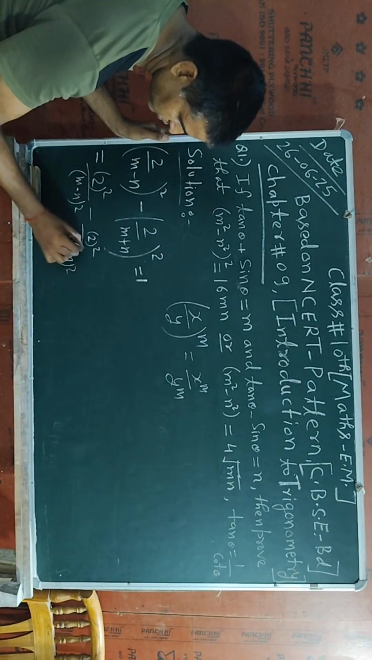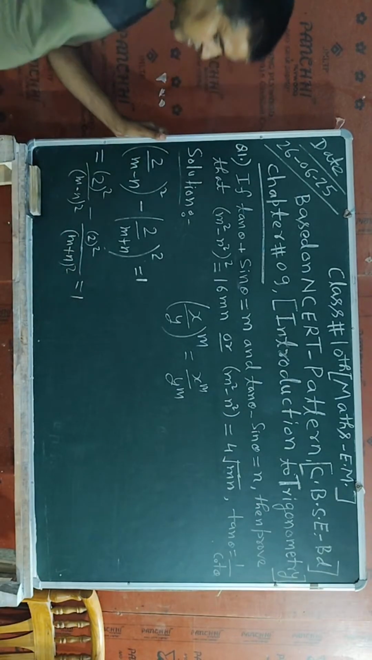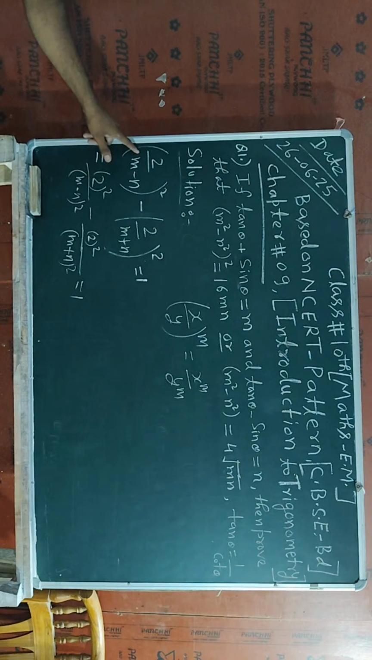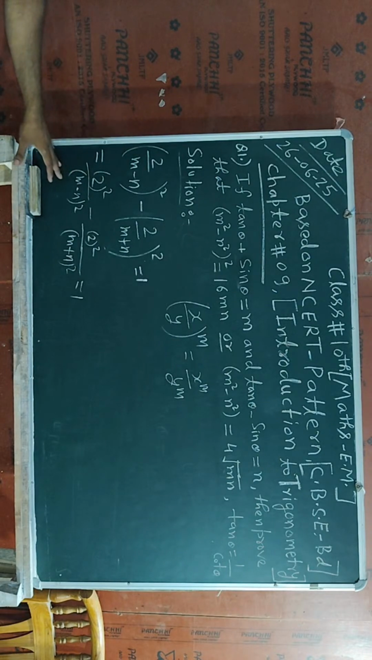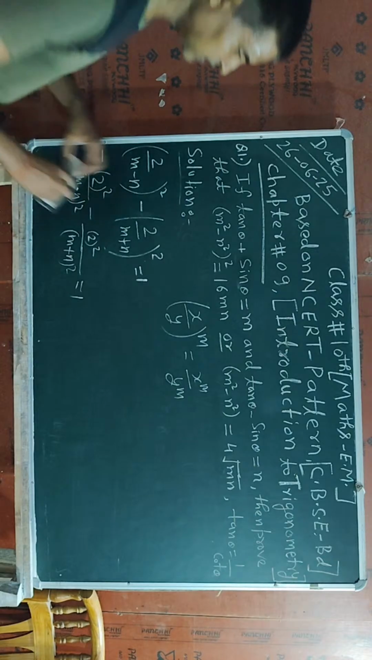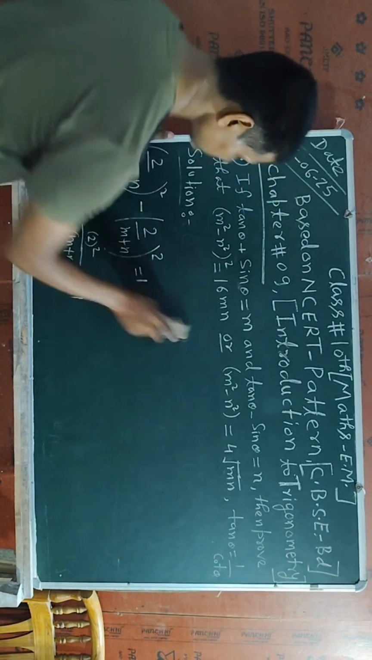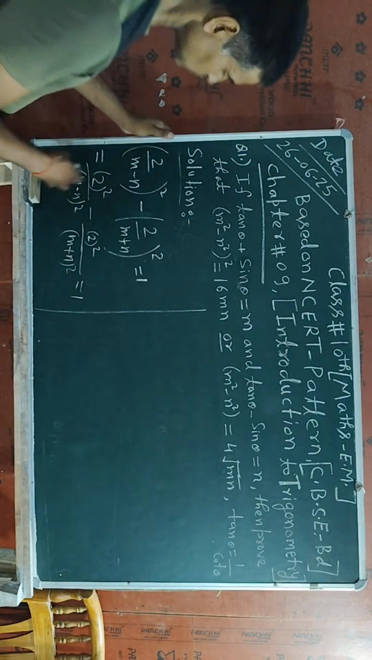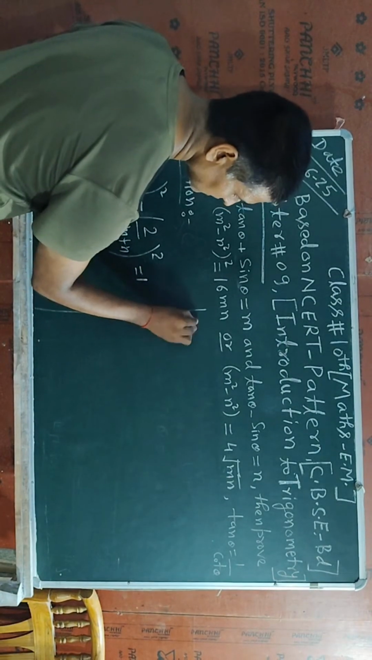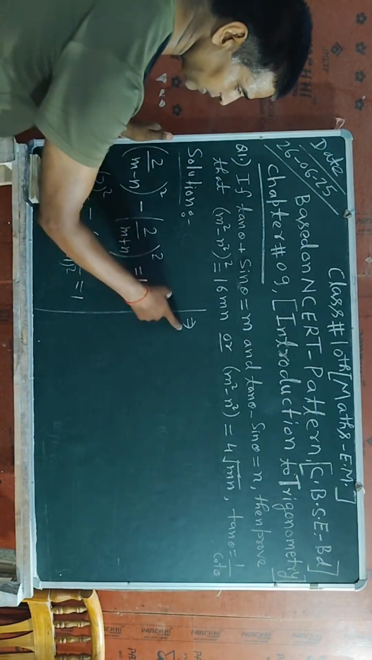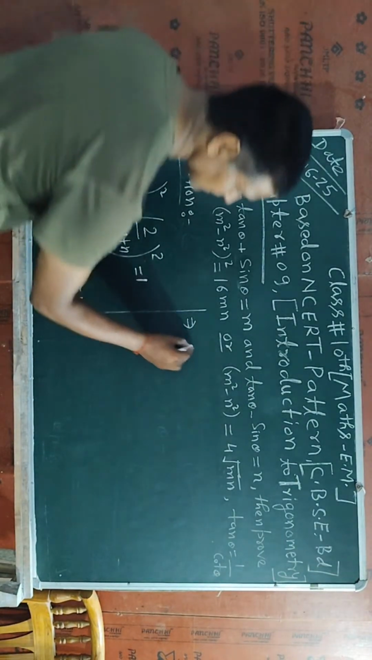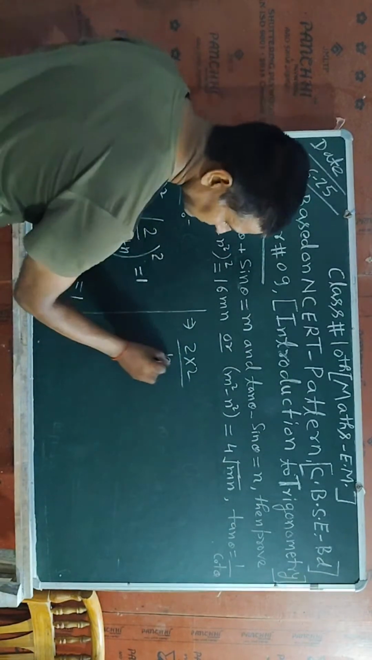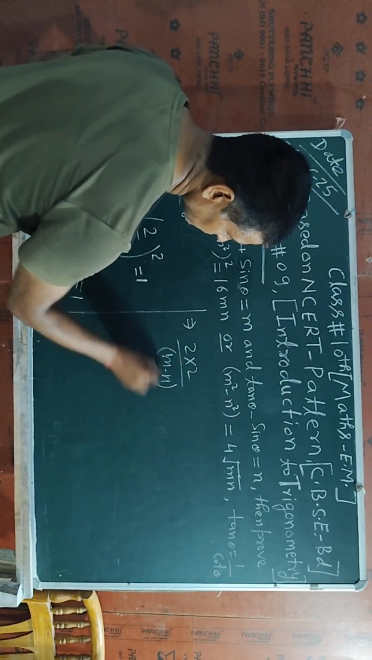which is equal to 1. Okay, student, so I have written this information from the above information and then I will simplify it. After simplifying, I will get a result. That result will be our destination. So further I am going to simplify it. So 2 to the power 2, that is written 2 into 2, divided by m minus n whole square.